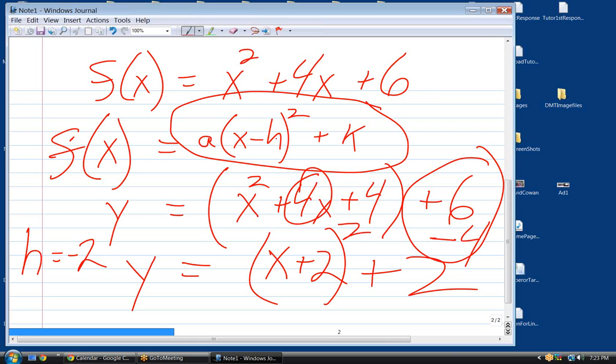Notice that in my general format, it's x minus h. It's going to be x minus h for the rest of your math life. It's not going to be x plus h. So it doesn't matter whether you're talking vertex form or the equation of a circle or the equation of an ellipse. It's always x minus h. Okay? So h is minus 2. What's k? 2. So the vertex is where?